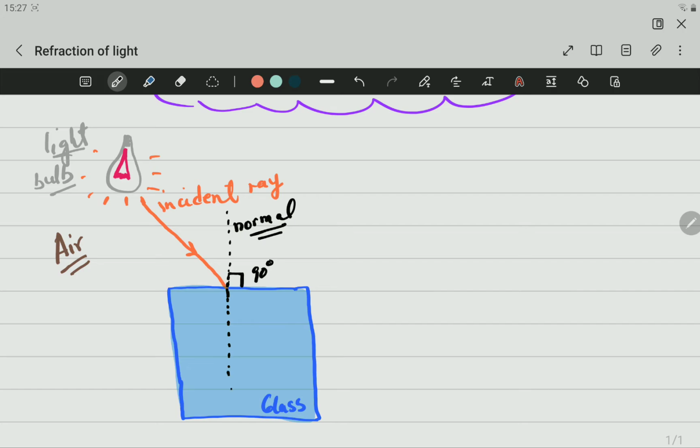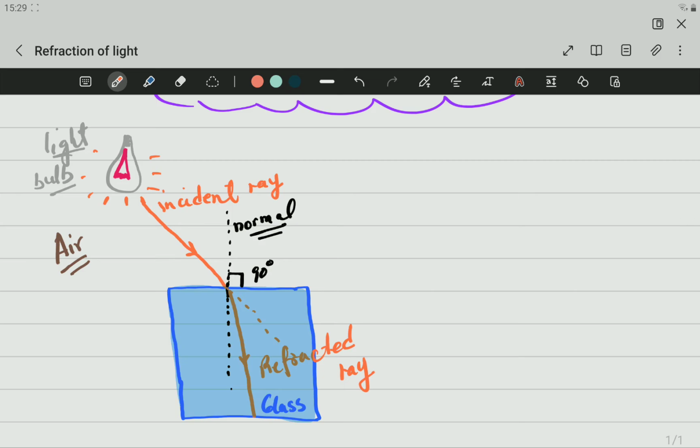Now this normal is going to go all the way into the glass, perpendicular into the glass. This ray of light, instead of going straight as it should, because light always travels straight, is not going to do that. It is going to bend towards the normal, closer to the normal. As you can see, this one here is going to be called the refracted ray.